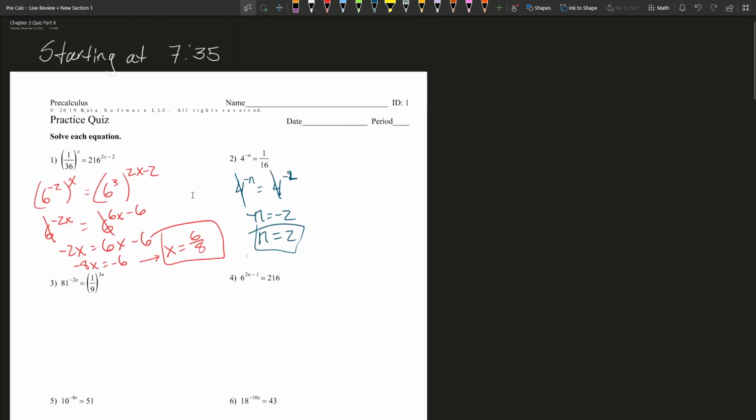On number 3, 81 and 1 over 9 have a common base of 9. So we can rewrite 81 as 9 squared. So the negative 2n, and that equals 9 to the negative first to the power of 3n.